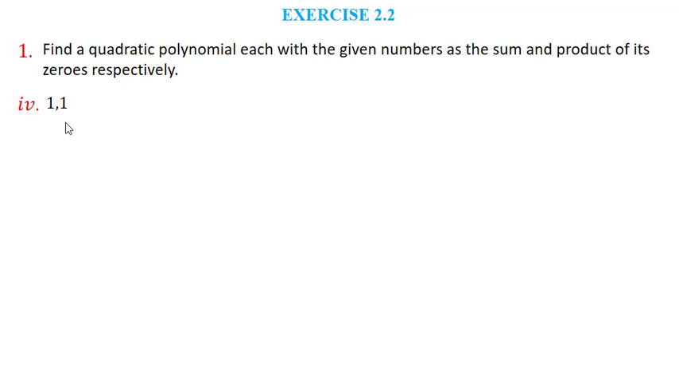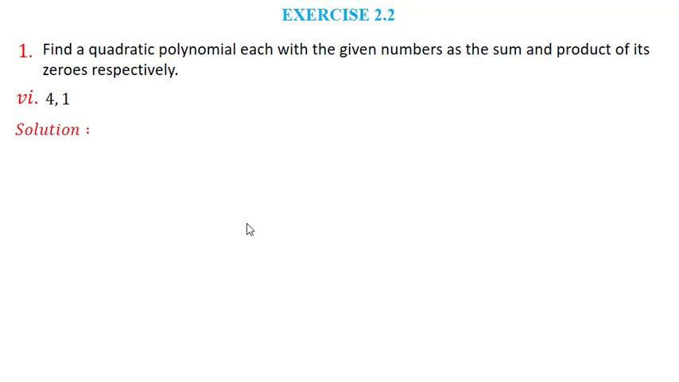Here I have alpha and beta with sum of zeros as 1 and product of zeros also 1. Try yourself. Next question, minus 1 by 4, 1 by 4. This also you can do by yourself. 4 comma 1. Try this question also. So by this we have seen the relation between zeros of a polynomial and the coefficients of its variables. Okay. Thank you.